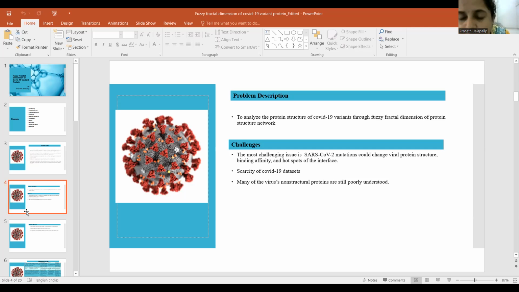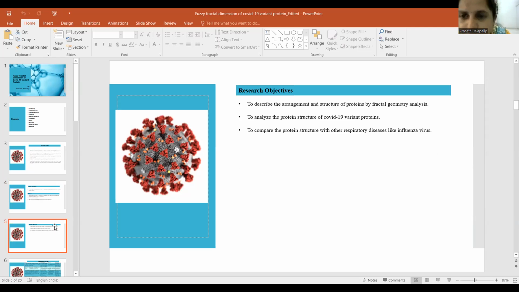Now coming to the challenges, one of the most challenging issues is that SARS coronavirus mutation changes the viral protein structure, the binding affinity, and the hotspot of the interface. This is the main challenge, so researchers cannot get a clear picture of the protein structure of COVID-19 variants. The second challenge is the scarcity of COVID-19 data sets. The third is that the virus's non-structural proteins are still poorly understood. COVID-19 consists of 29 proteins. Of these 29 proteins, 16 are non-structural proteins, 4 are structural proteins, and 9 are accessory proteins.